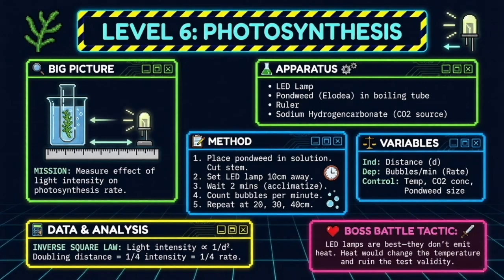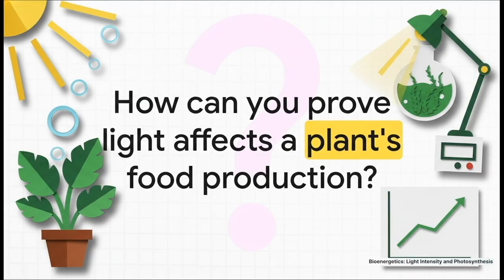All right, let's get straight into it. Photosynthesis. Let's start with the big question. We all kind of know plants need light to make their food, but how do you actually prove it? How can you measure the impact of changing light on how fast a plant photosynthesizes? Well, that's the exact problem this practical is designed to solve.